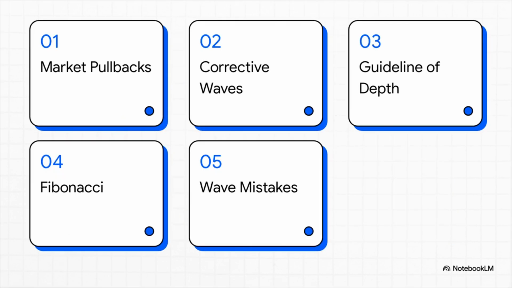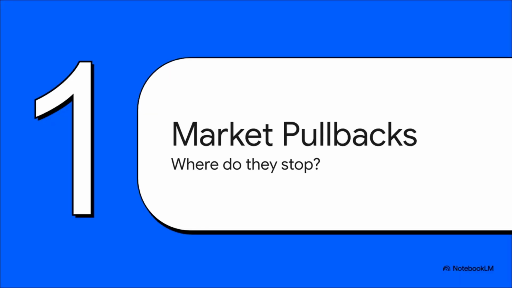So here's our roadmap for today's explainer. First, we'll look at where market pullbacks actually stop. Then the anatomy of corrective waves, followed by the guideline of depth. After that, we'll pinpoint levels using Fibonacci, and finally wrap up with how to avoid some really common wave mistakes. All right, let's jump right into part 1, where market pullbacks stop.